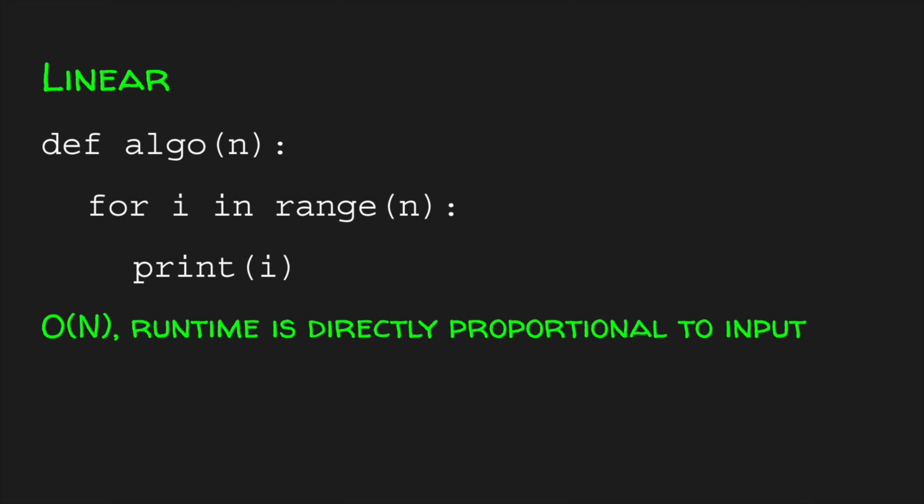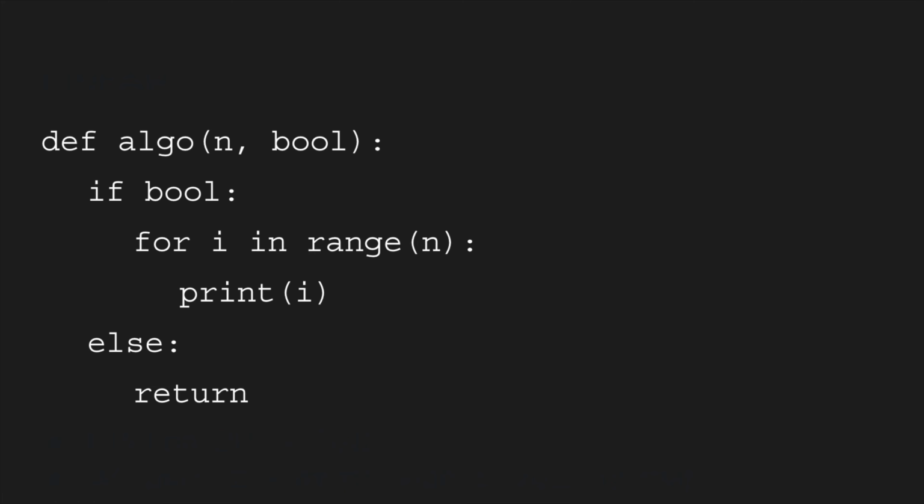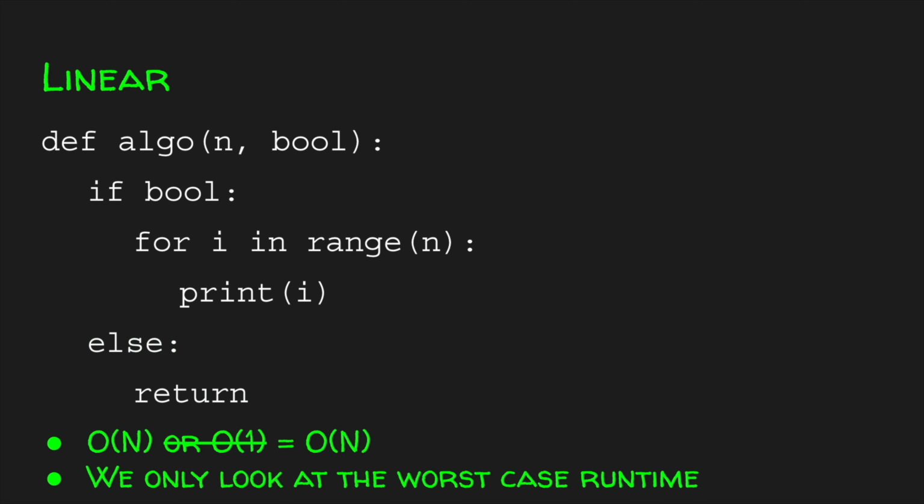What about this piece of code? This function takes in a number n and a Boolean bool, which could either be true or false. If bool is true, then we print all the numbers from 0 to n. Otherwise, if bool is false, we immediately return. Well, if bool is true, we have a for loop with a range from 0 to n. So that looks like linear time. If bool is false, that looks like constant time. In Big O analysis, however, we only care about the worst case runtime. So we ignore the constant term and we end up with O of n, or linear time.